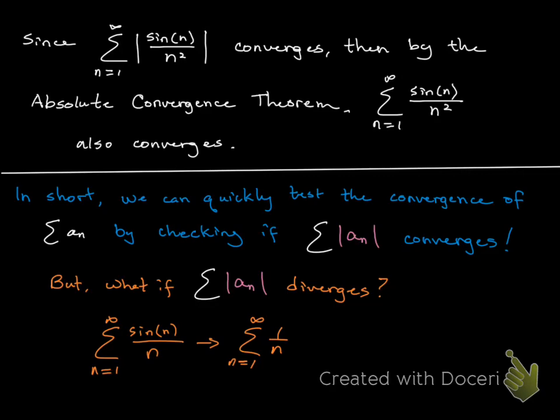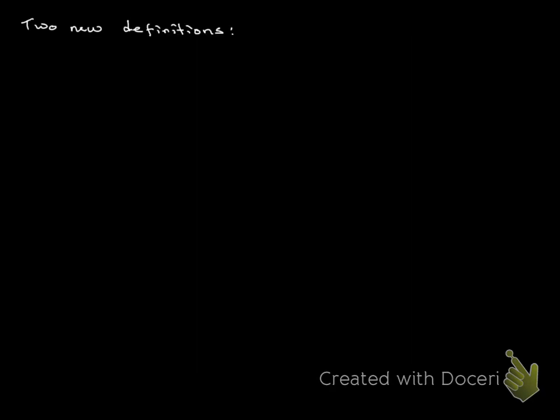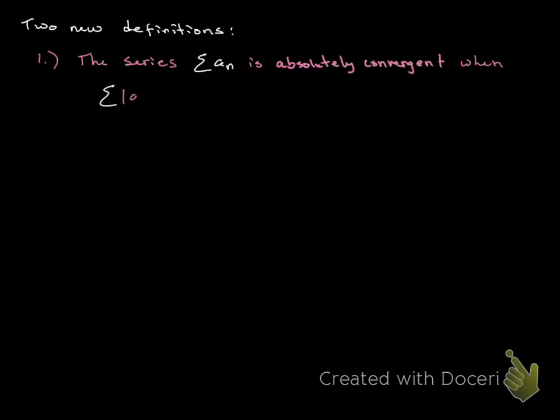This is going to lead us to our two definitions here, where we have absolute convergence and conditional convergence. First is that the series is absolutely convergent, or converges absolutely, when the sum of the absolute value converges. Right? That's really basically like our absolute convergence test. It's not much different, but we're just calling that now absolute convergence or absolutely convergent.